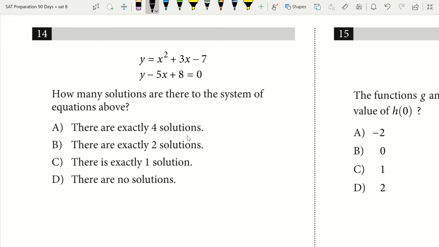Today I have an SAT math tip and trick that I want to share with you that deals with determining the number of solutions in a system of equations. So if you look at question 14, I'm going to use question 14 to illustrate this tip and trick.